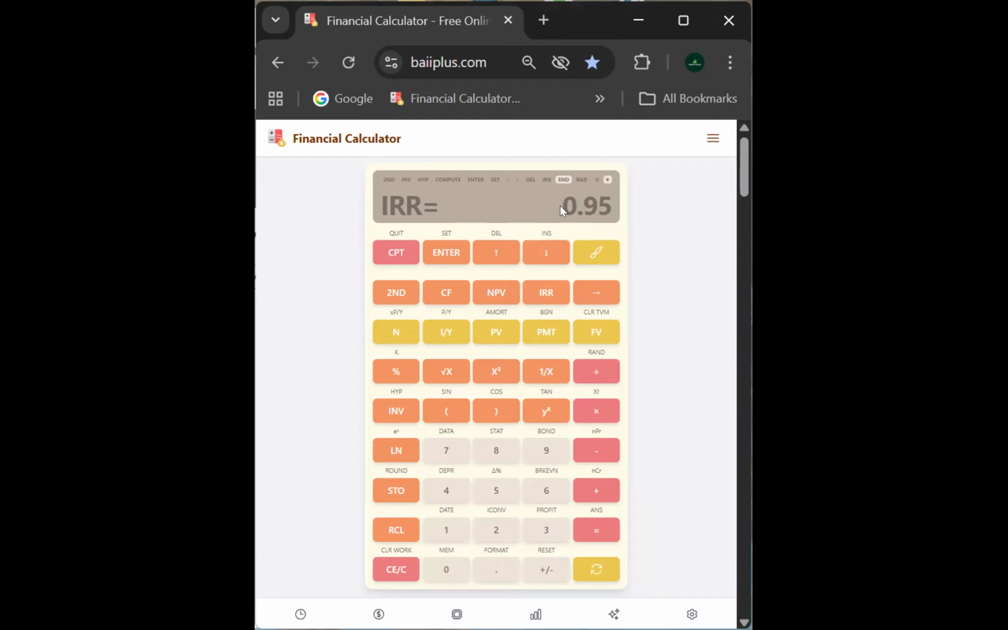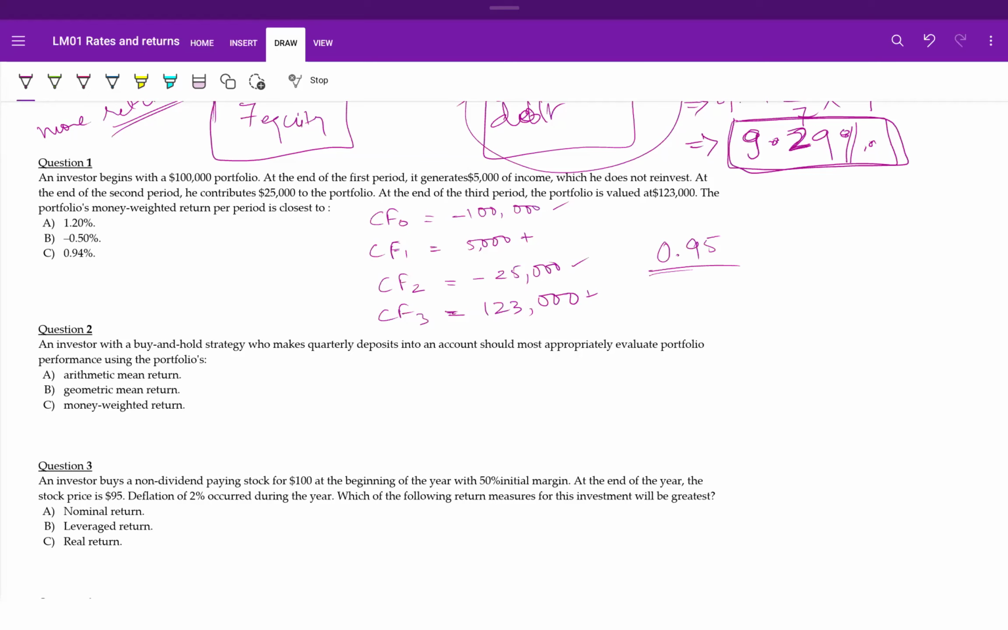So this is how we compute our money weighted rate of return. 0.95 is our IRR, and we have an option of 0.94. I hope you still remember that the calculations for money weighted rate of return and time weighted rate of return are different. During money weighted rate of return, we talk about IRR, and during time weighted rate of return, we talk about holding period returns and other kinds of returns.